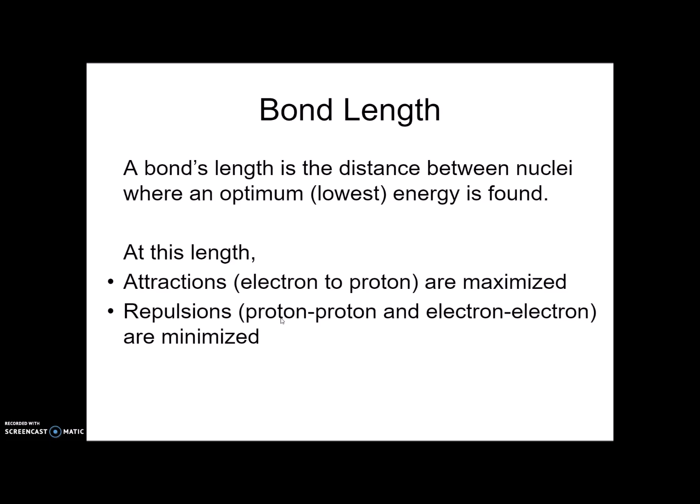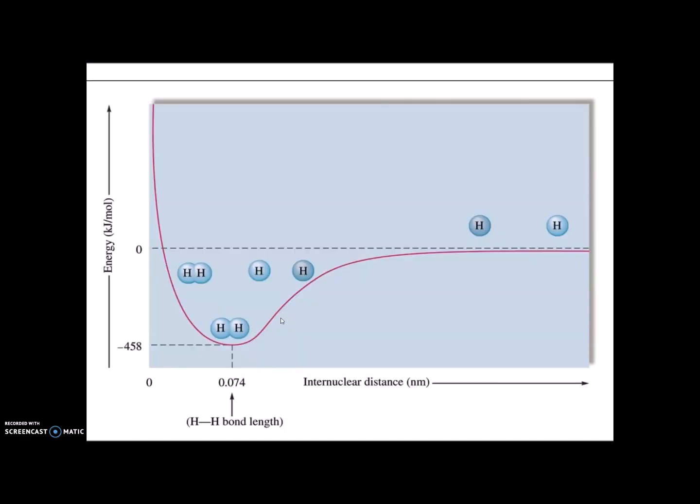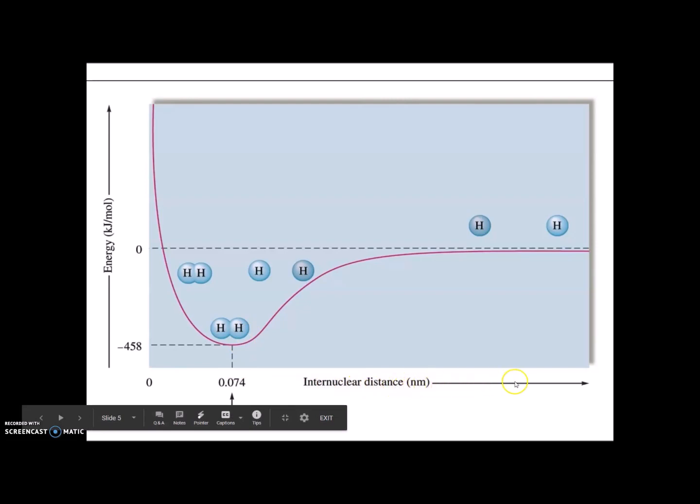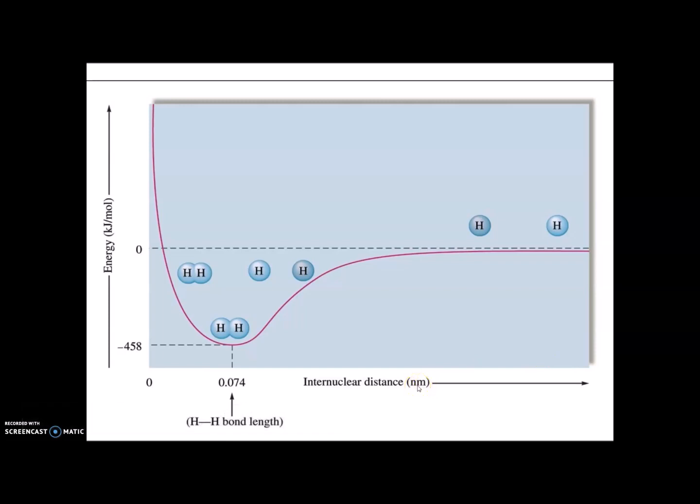Now let's take a look at this graph. We're plotting internuclear distance on the x-axis. So as you go to the right, we're increasing the distance between the two nuclei, starting with 0 on the very left. And keep in mind, atoms and internuclear distances are very, very small. So we're using units of nanometers.